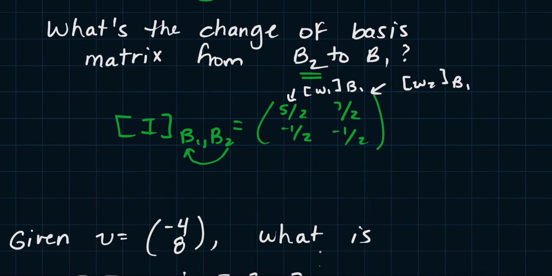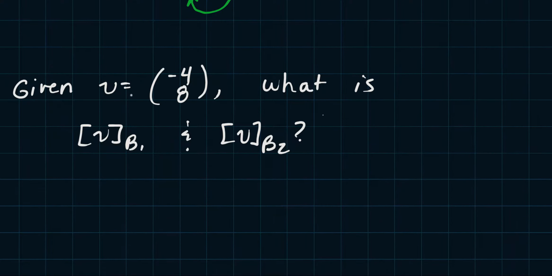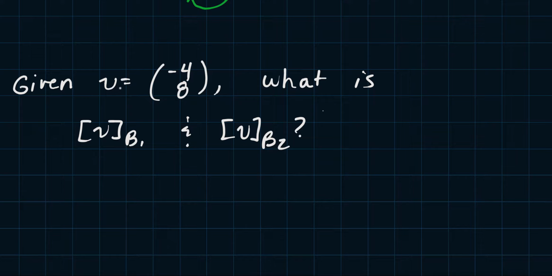Now we're going to continue with this problem. Here I'm going to give you a vector v in R2 that's (-4, 8). And I want to know what is v in terms of B1 and what is v in terms of B2. So let's start with figuring out what v is in terms of B1.